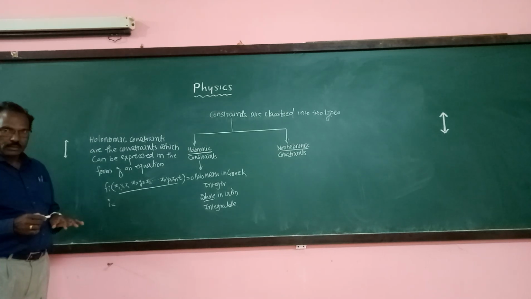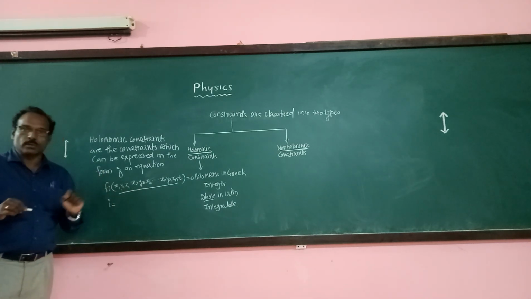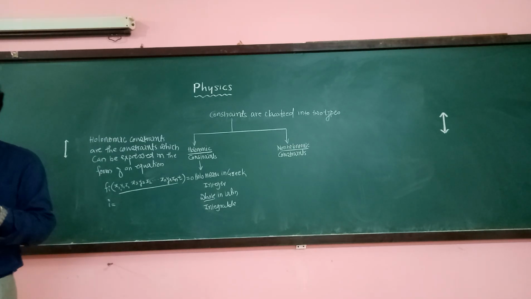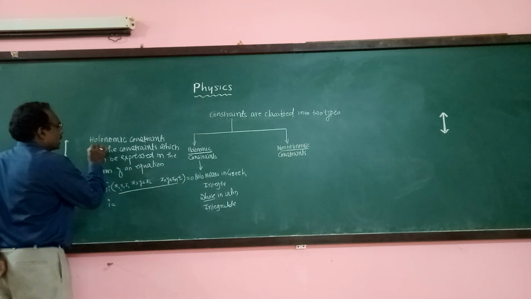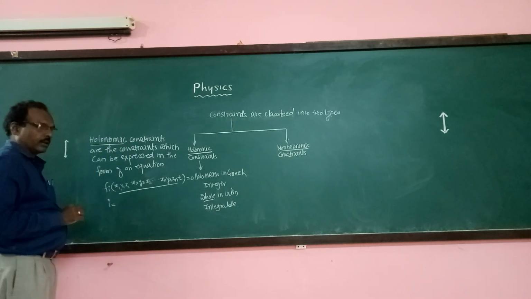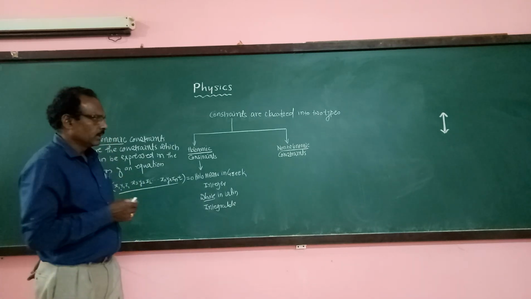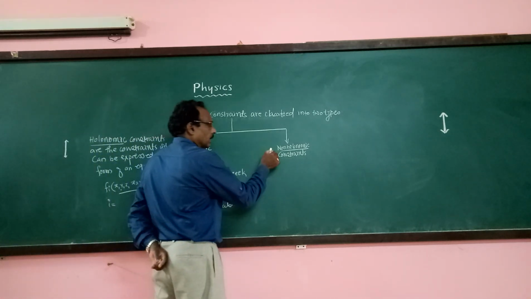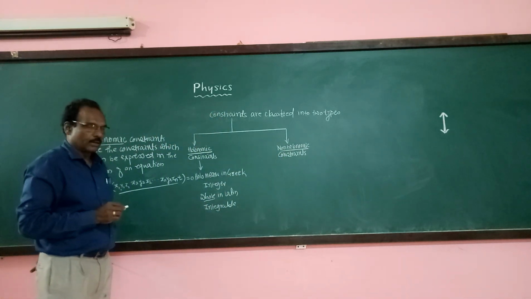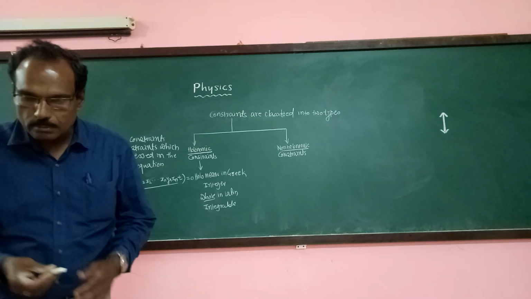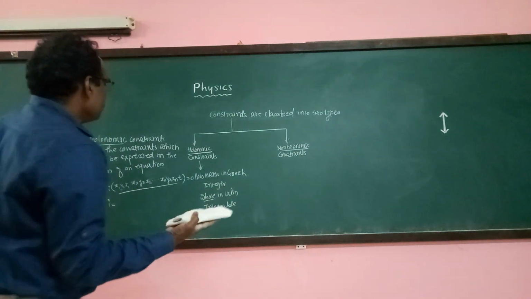So any constraint which we can express in the form of an equation is known as a holonomic constraint. We'll have examples here. Later on, we'll discuss the non-holonomic constraint. Let's go to the examples of holonomic constraint.